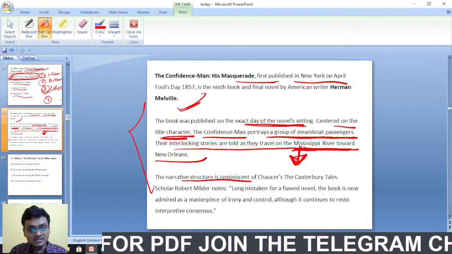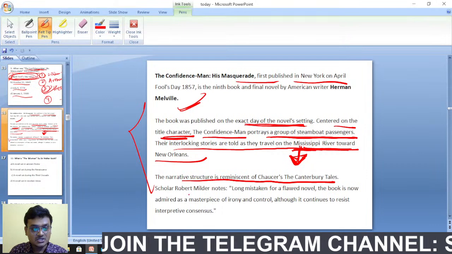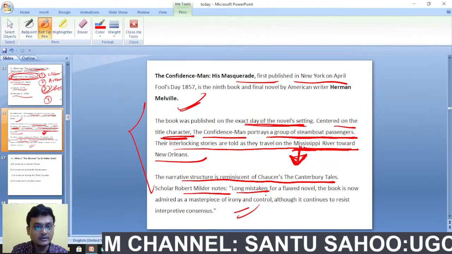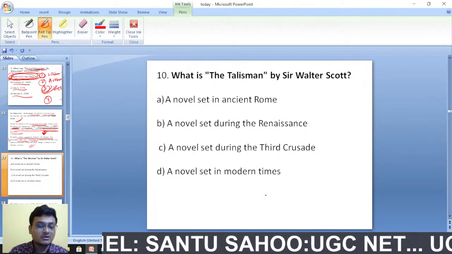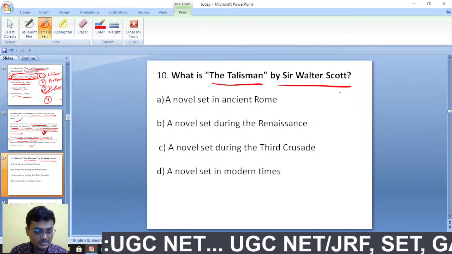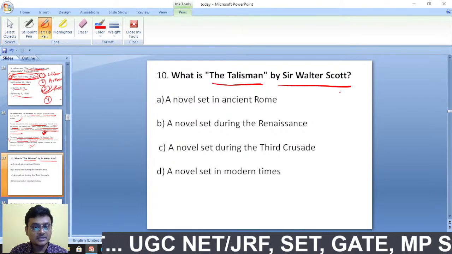The narrative structure is reminiscent of Chaucer's Canterbury Tales. Scholar Robert Milner notes this one. Okay, that is Herman Melville. So, what is The Talisman by Sir Walter Scott?